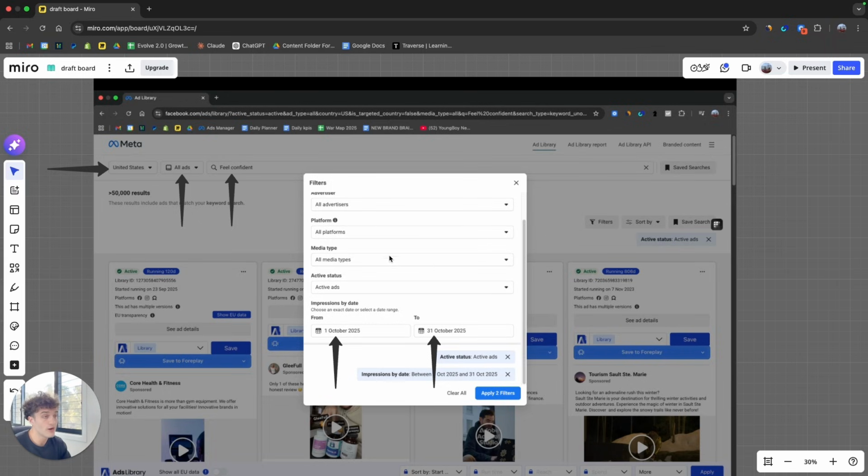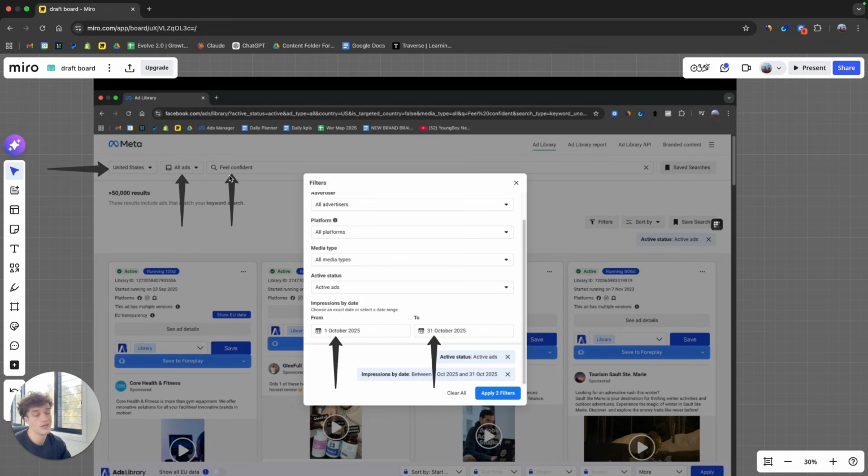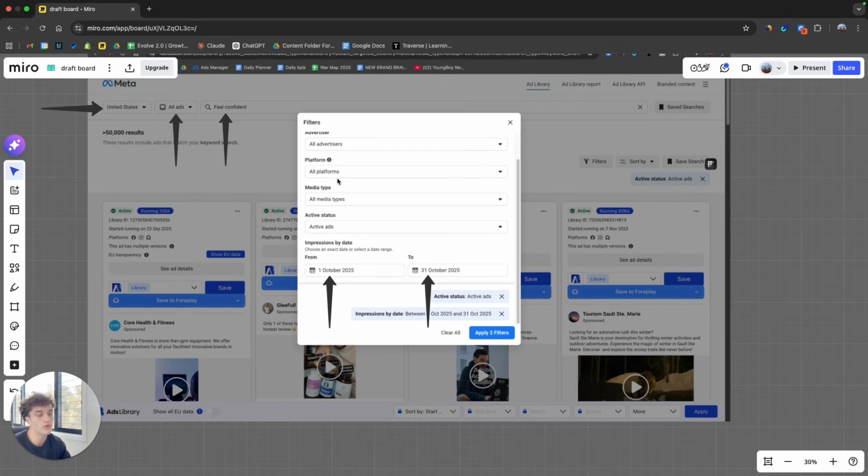So load up Ad Library, go to United States, click all ads, and click a specific search filter, whichever one, it doesn't really matter. I'll get my editor to put a list on screen of the most effective search terms you can use: feel confident, sleep better, 50% off, free shipping, 40% off, all the little dropshipping terminology. And that's why the Ad Library method is so good, because you can search so wide with your search filters and you're going to see completely different products.